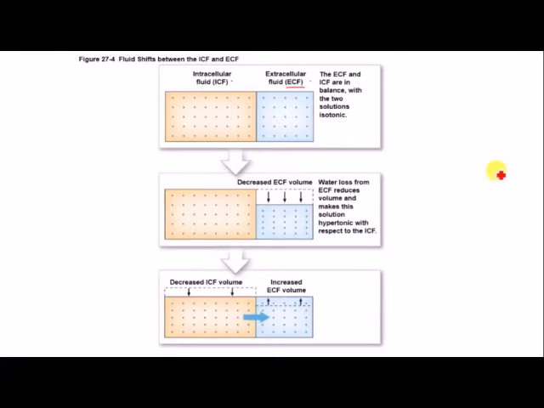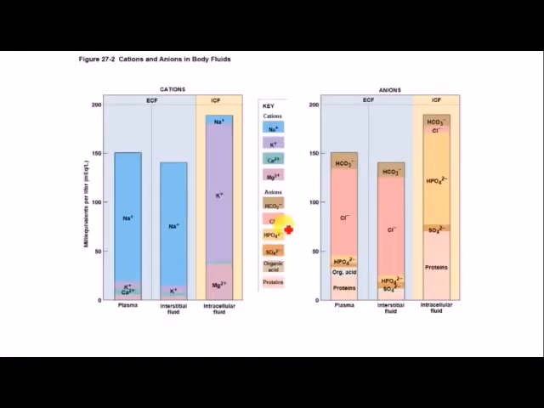If we look at this image, we're looking at decreased extracellular fluid volume. So we have water loss from the extracellular fluid. Reducing the volume makes the solution hypertonic with respect to the intracellular fluid. So then the water undergoes osmosis and moves out of the intracellular fluid into the extracellular fluid, taking us back again to homeostasis. So it's an osmotic shift of that water that moves it out of the ICF and into the ECF.